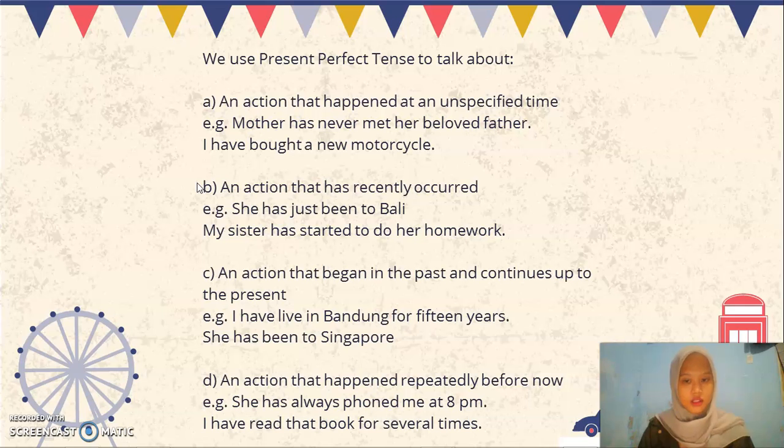Another example is, she has been to Singapore. And D, an action that happened repeatedly before now. For example, she has always phoned me at 8 p.m. Or another example is, I have read that book several times.